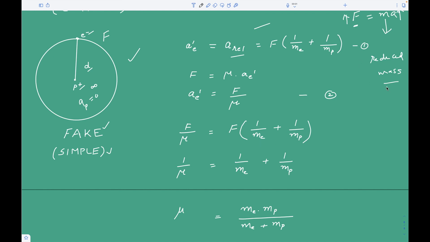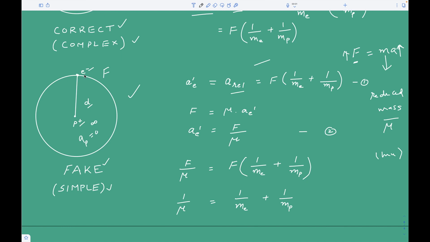The symbol for reduced mass is mu. Now let us say the acceleration of this electron in this fake model is AE prime and the acceleration of the proton is AP prime. Then what is the relative acceleration between these two in this fake model? Let us call this A prime relative, that is equal to AE prime minus AP prime. And we are not allowing the proton to accelerate, so AP prime is equal to 0, then it becomes AE prime. So it is only the electron that contributes entirely to this relative acceleration.